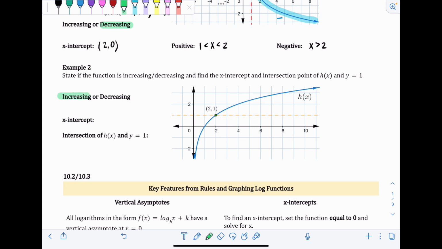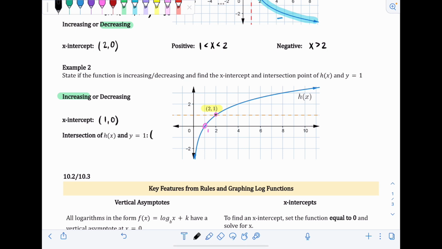And then for the x-intercept, you can see it's crossing the x-axis right here at x equals 1, or (1, 0). And then for the intersection point of h of x and y equals 1, you can see that the function is in blue, and then the y equals 1 line is that orange dotted line. So the intersection point between the function and y equals 1 is right there at the point (2, 1).